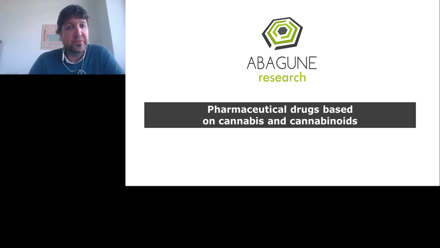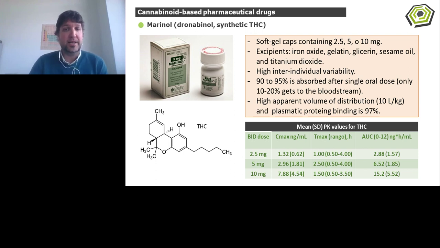Very briefly, let's look at pharmaceutical drugs based on cannabis and cannabinoids that have been approved by different regulatory agencies. We have Marinol, which is dronabinol, a synthetic form of THC. This molecule is exactly the same as the THC that you have in the plant, but it has been synthesized in a lab. That allows it to be not a Schedule I drug but a Schedule III substance, and therefore its use is much less restricted by the DEA.